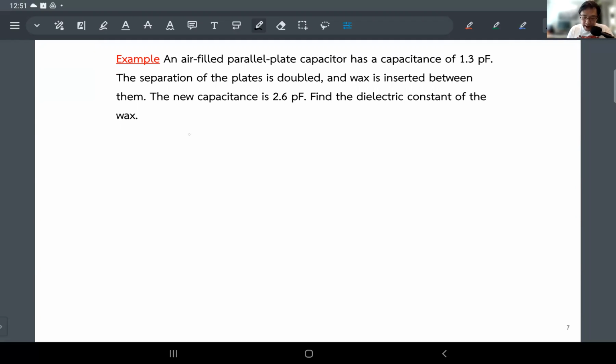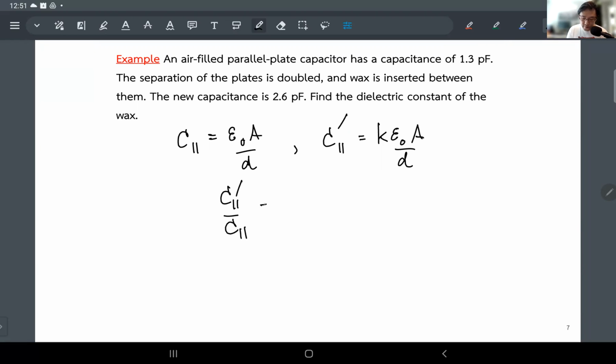So let me do like a parallel plate. A regular plate is going to be epsilon naught A over D. Because this is a comparison between two setups, what I can do is put a C parallel prime in it. That's after squeezing the wax. So the wax, if it has a dielectric constant of K, the capacitance will be K epsilon naught A over D. You guys with me? Okay. And now all I need to do is compare them. I just take the ratio between the two.